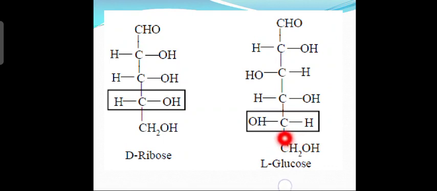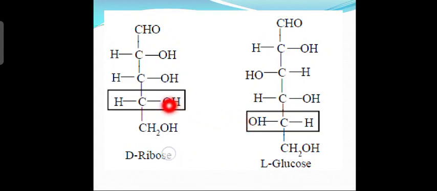Now, in order to give you the D and L configuration, we take the first chiral carbon atom from the bottom, the second one from the bottom, this carbon atom. Why? Because H is present, OH is present, CH2OH and the other part are different groups, so different groups or atoms are attached. Here the OH group is on the left side.